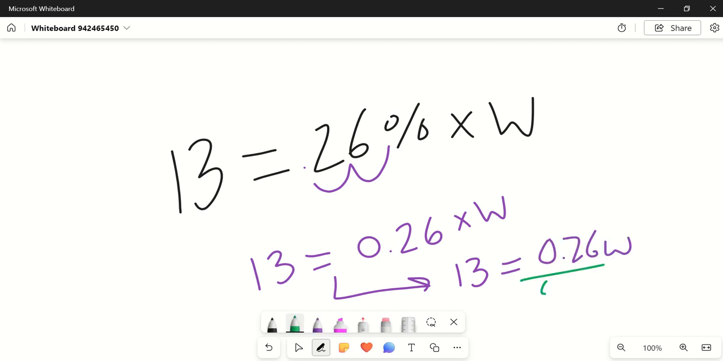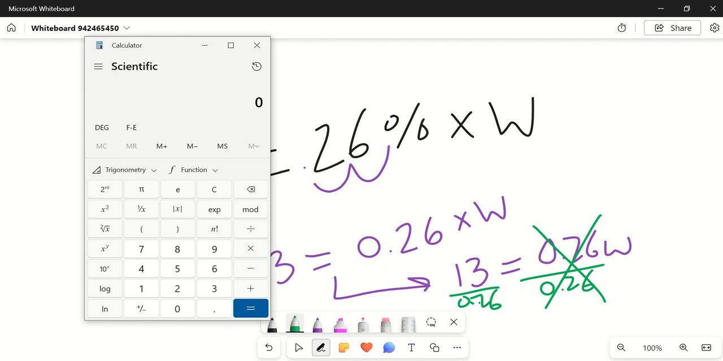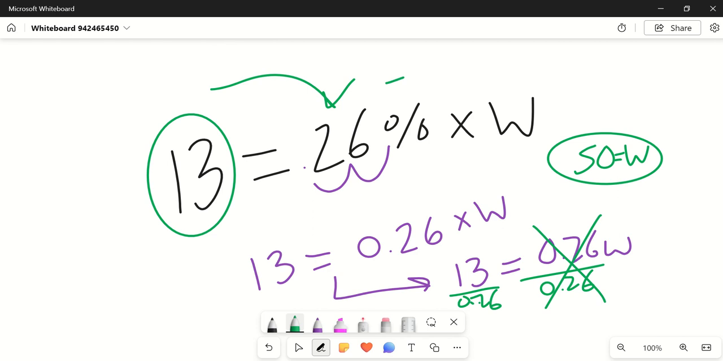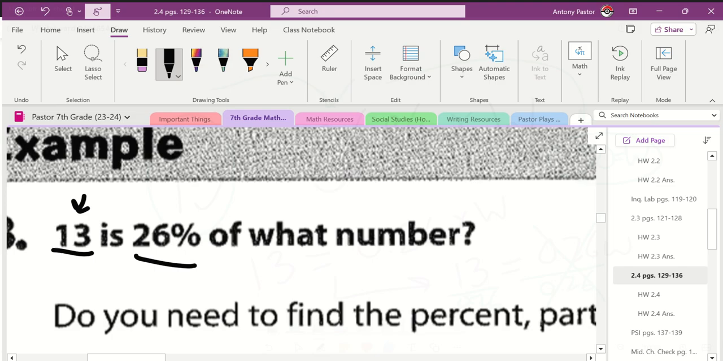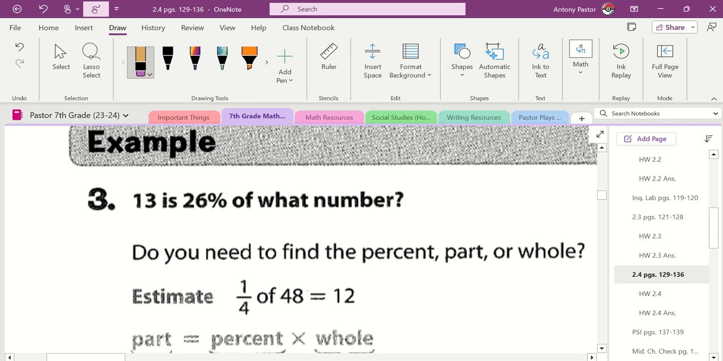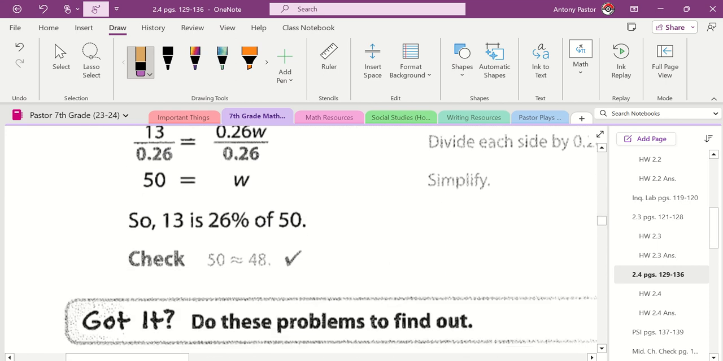And we're dividing both sides by 0.26. 13 divided by 0.26 will give me 50. So my whole should equal 50. Therefore, 13 is 26% of 50. And let's see if we got this one right. 13 is 26% of 50, and it is.